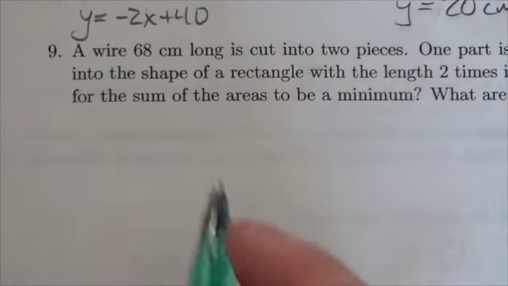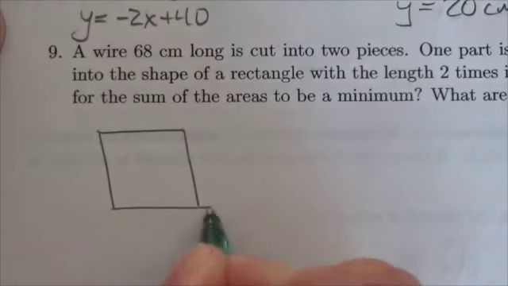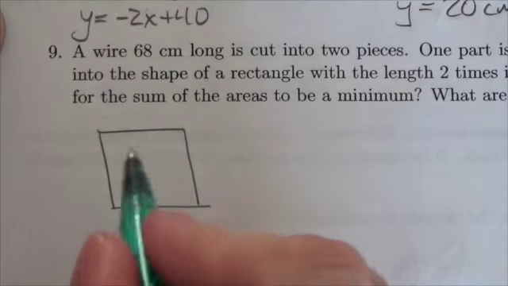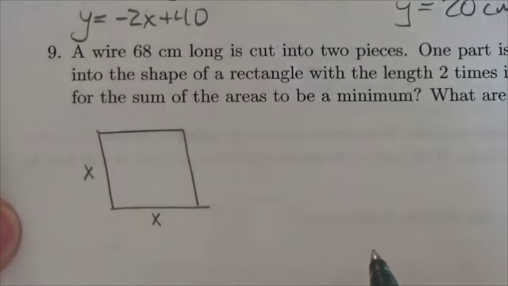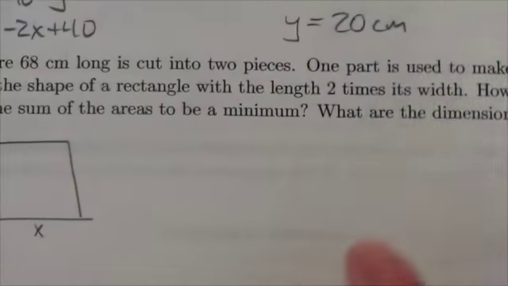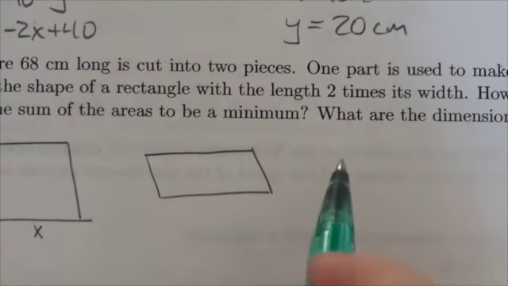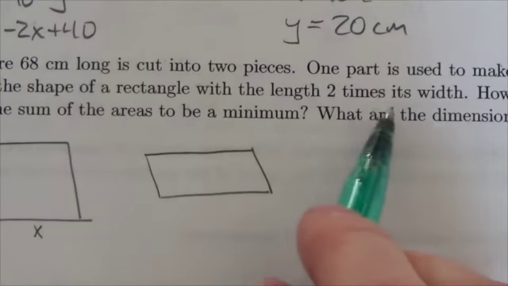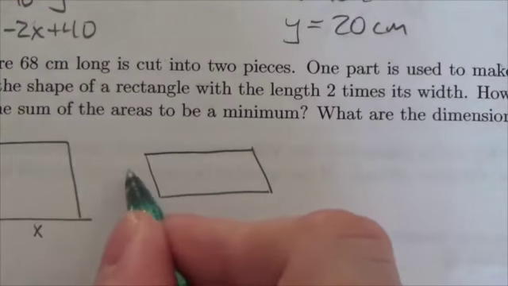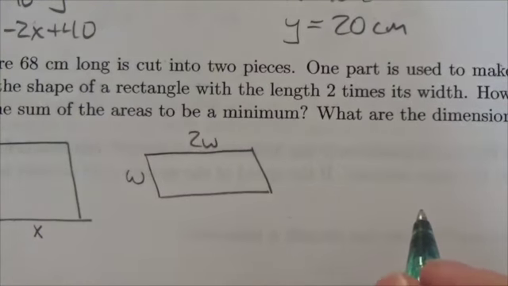So let's just draw these shapes here. The first one's going to become a square, and let's just give it a side length. Let's say that this is x and x. And then we're going to have a rectangle with the length 2 times the width. Whatever the width is here, the length is going to be twice that width.